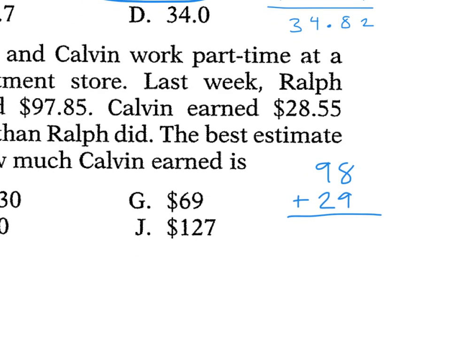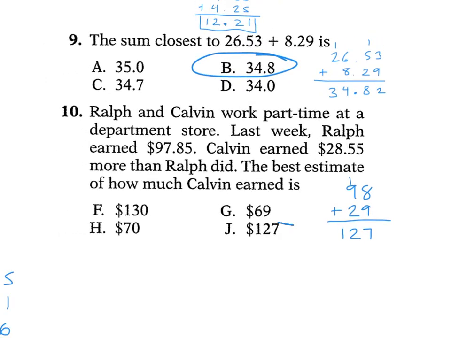So we have 8 plus 9, which is 17, and 9 plus 2 plus 1 is 12. So our total would be 127.